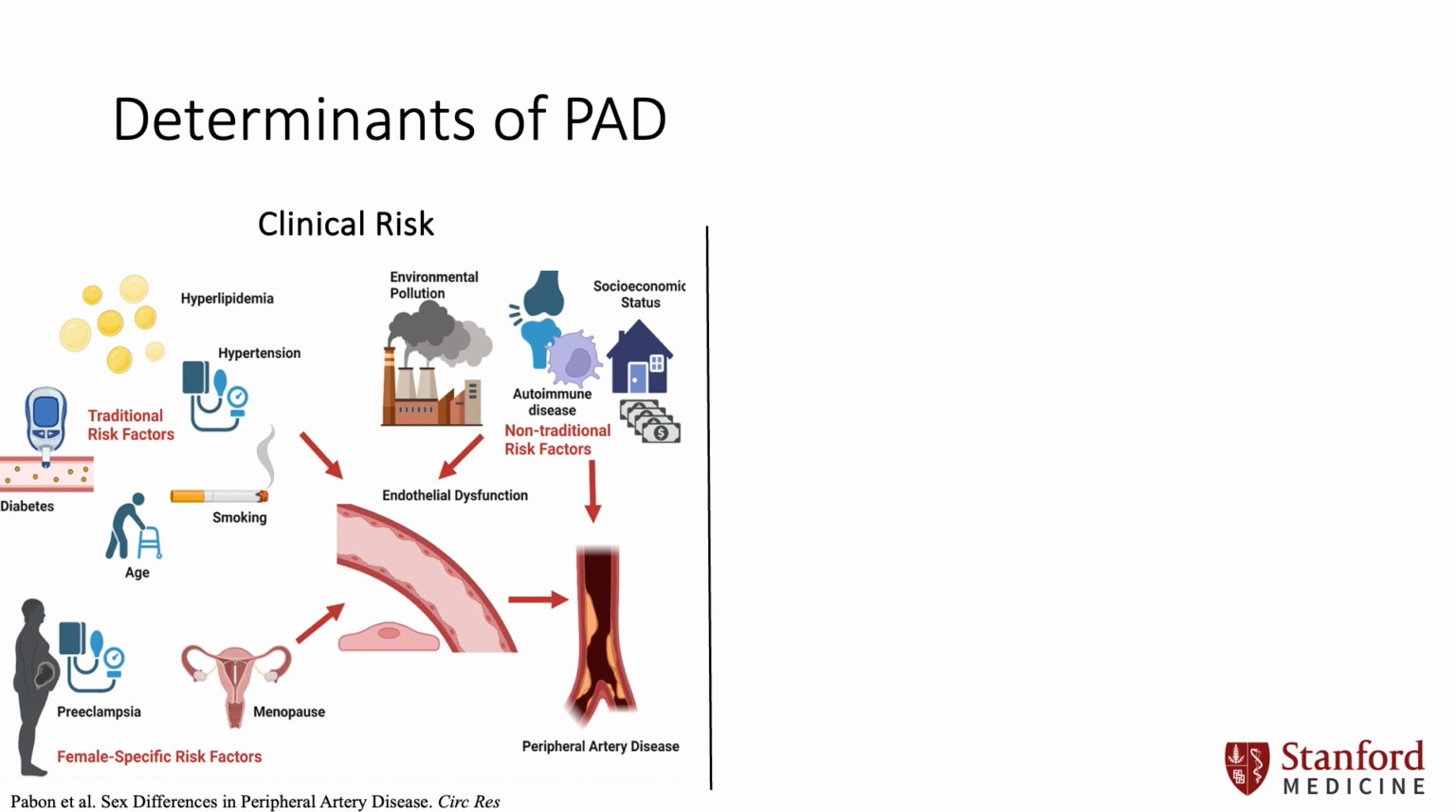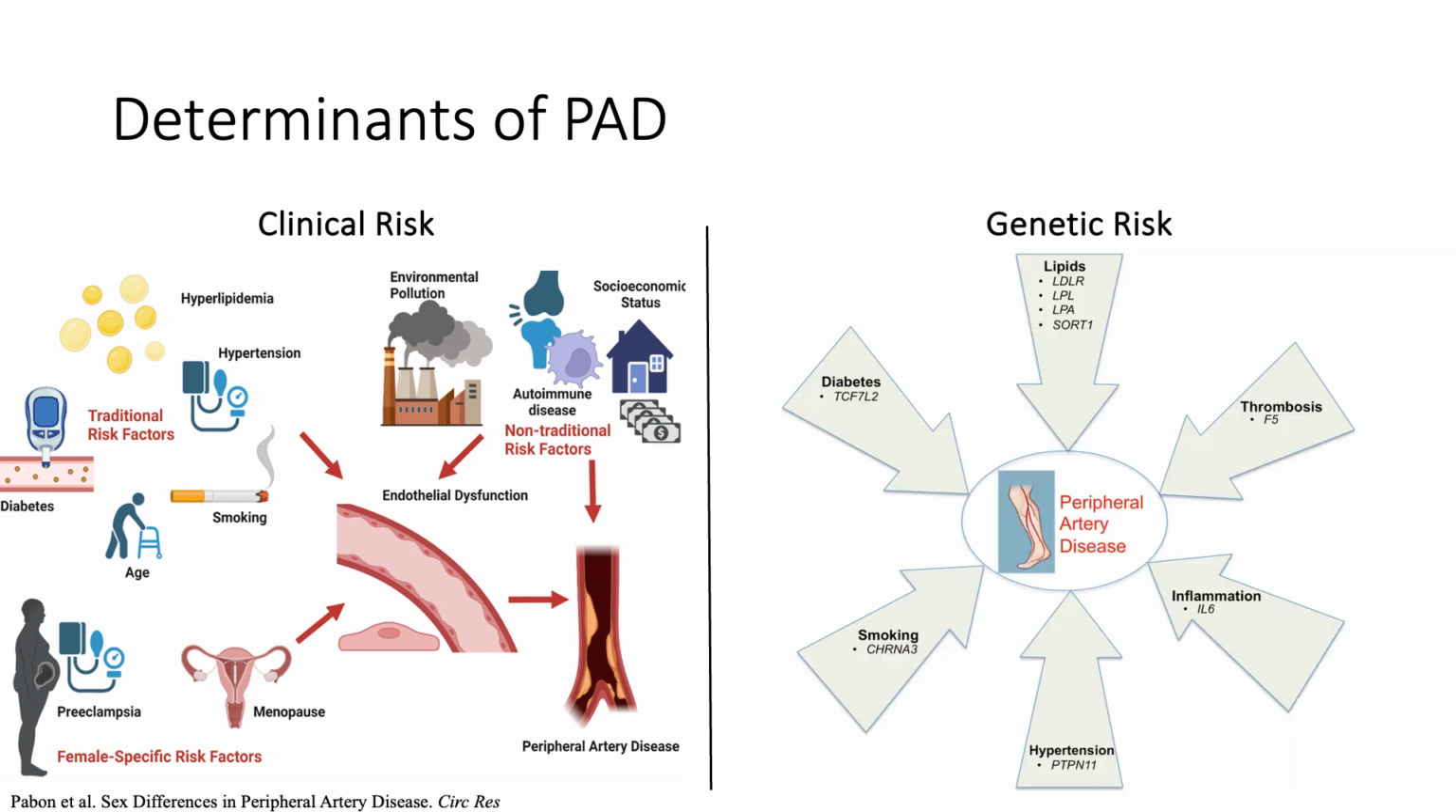These are things like hypertension, hyperlipidemia, smoking cessation, and that's thought to improve endothelial function, for example, and reduce the risk of accumulation of atherosclerotic plaque.